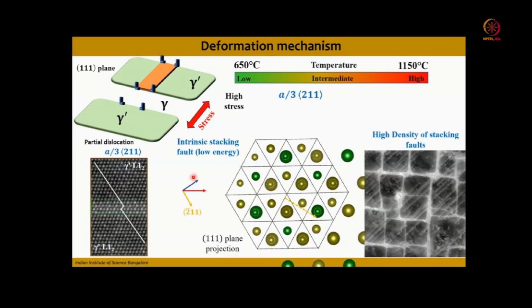Okay, typically, if you see a microstructure, you can see that these bright lines correspond to these intrinsic stacking faults. At high resolution, it shows a structure which is HCP based, which is typically DO19 based, and an intrinsic stacking fault means it is like a removal of an extra {111} plane, which we see in the adjoint condition. Fine. So this is a low energy intrinsic stacking fault.